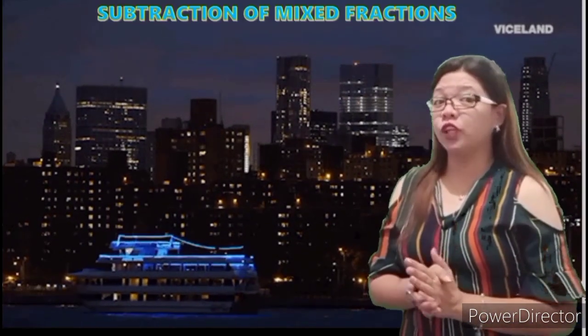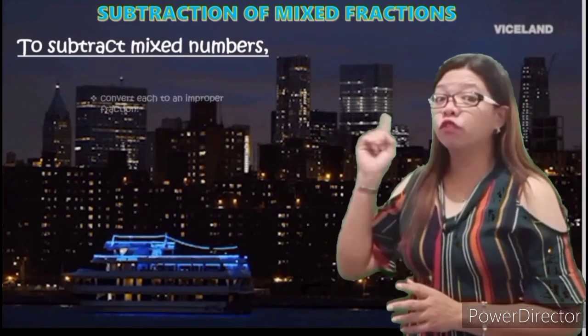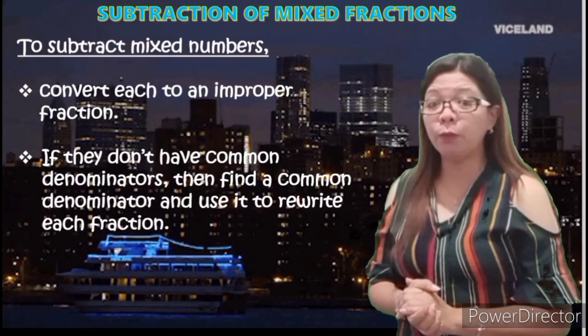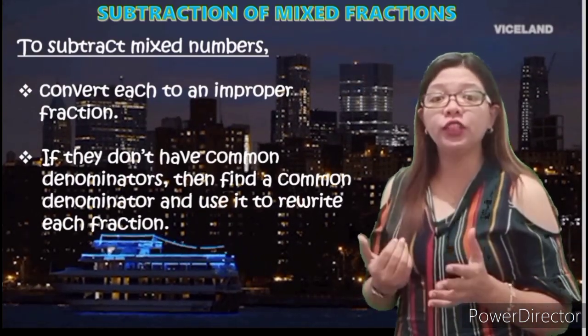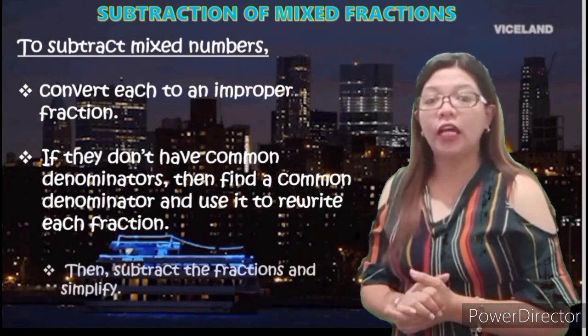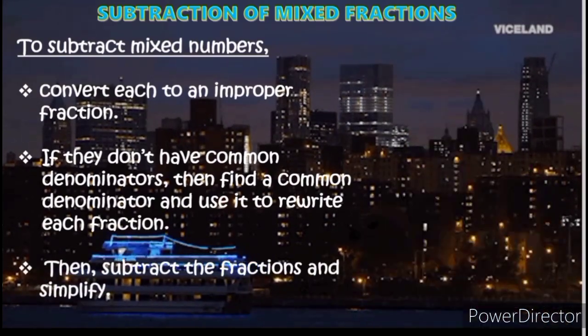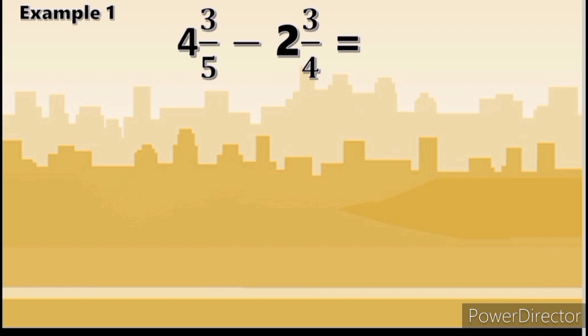Now let's try to subtract mixed fractions. To subtract mixed numbers, convert each to an improper fraction. If they don't have common denominators, then find the common denominator and use it to rewrite each fraction. Then subtract the fractions and simplify. Example number 1. We have 4 and 3 over 5 minus 2 and 3/4.